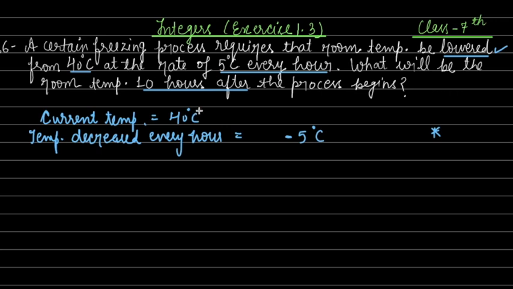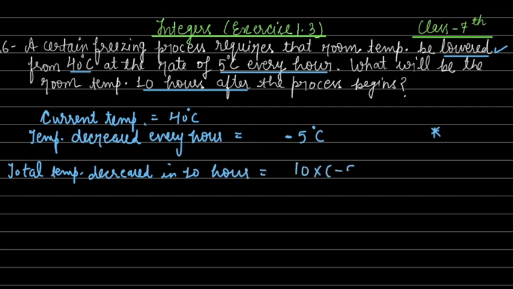So how much is the total temperature which has been decreased? Total temperature decreased in 10 hours. If in 1 hour it is -5, in 10 hours it will be 10 into -5 degrees Celsius, which means -50 degrees Celsius. So this much temperature it has come down in 10 hours, but you have to tell what will be the temperature. This has come down, so we will calculate the temperature.